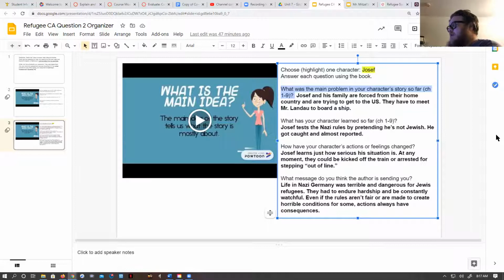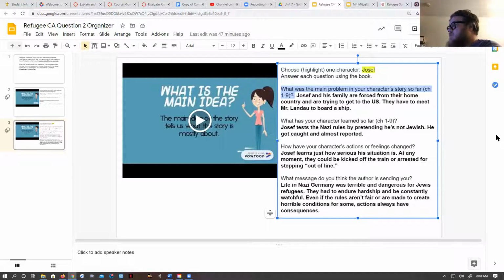Question number 2, what has your character, Joseph, learned so far? Well, Joseph is learning that he shouldn't test the rules, or that the place he's living in is really dangerous. Joseph is learning that people are avoiding them. Joseph is learning that he is hated for who he is. Joseph is learning a lot about the negativity and the danger and the inequity and injustice that's existing around him and directly affecting him. So what does he learn?